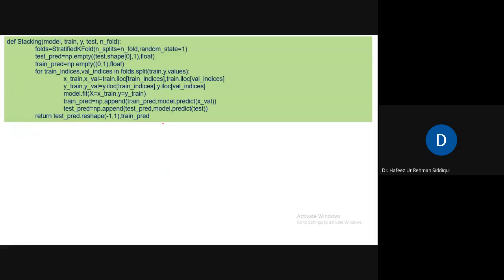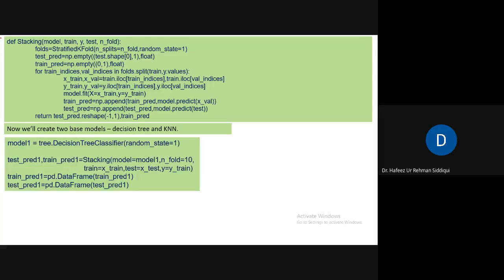Okay, so this is an example. You have a method, start from here. You have a decision tree classifier. You can see this is a decision tree classifier, model 1. So this is our function. We are calling the function stacking. What we are going to send is model 1, this is our model 1.